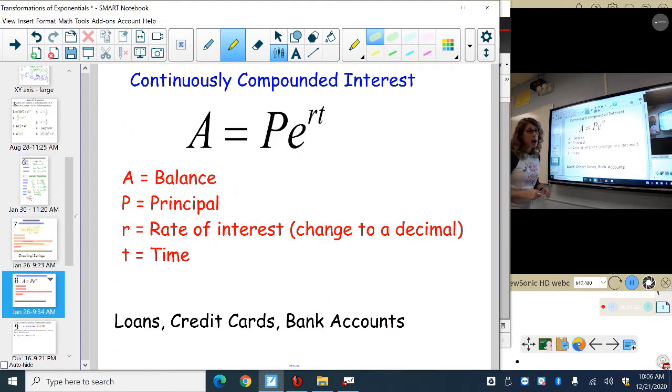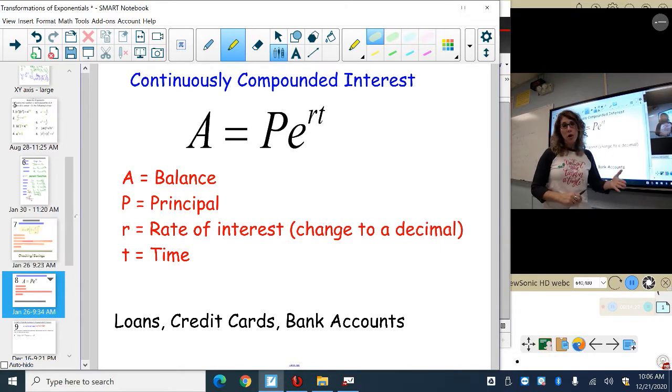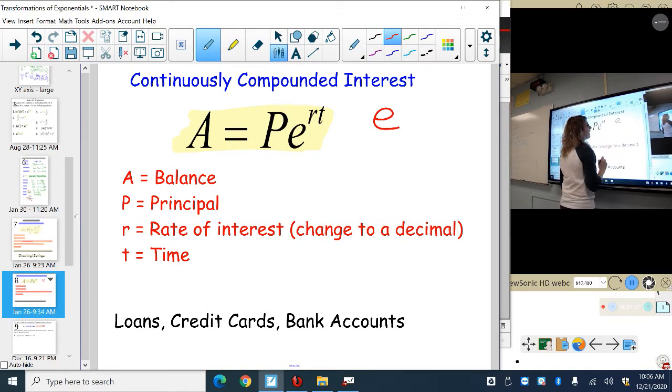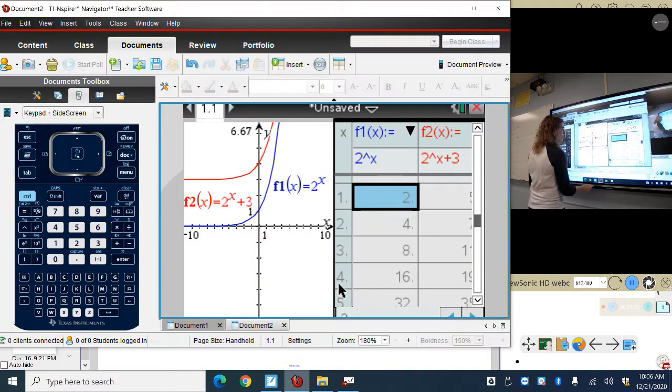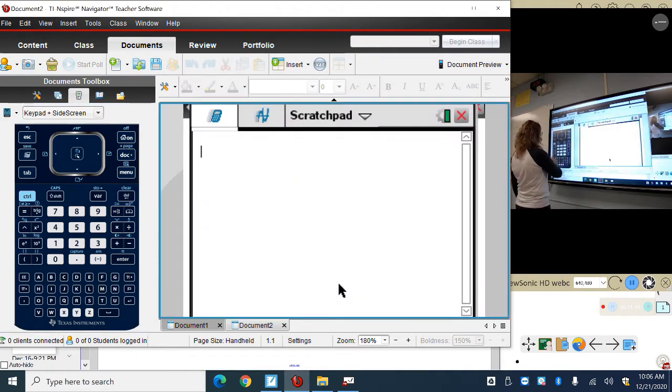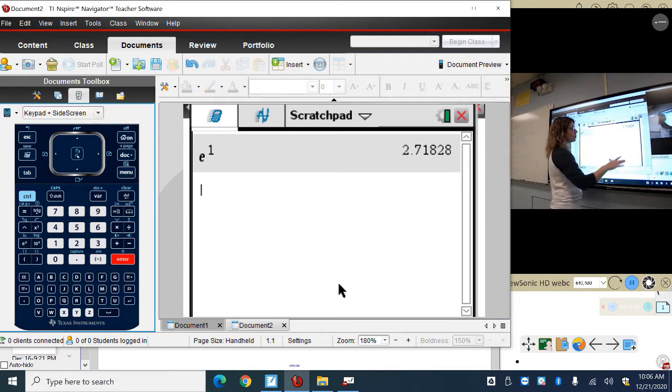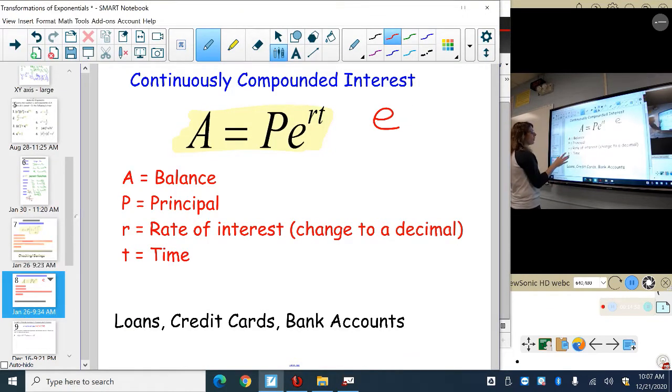Now, continuously compounded interest is never given to us generally for our checking and savings accounts. They don't do that, okay? Ever. We wish that they would, but they don't. A equals Pe^(rt) is whenever you have e being a number. And the number that e is, you can actually put in your calculator to see that. If I do e to the first power, this is the decimal that you get, 2.71828. It's very similar to pi. It's an irrational number.